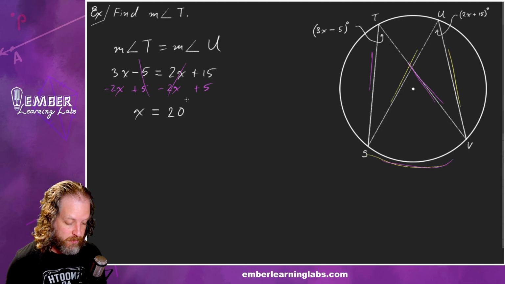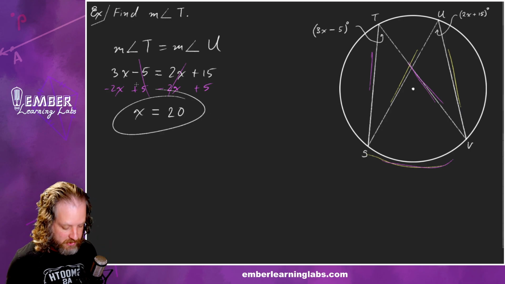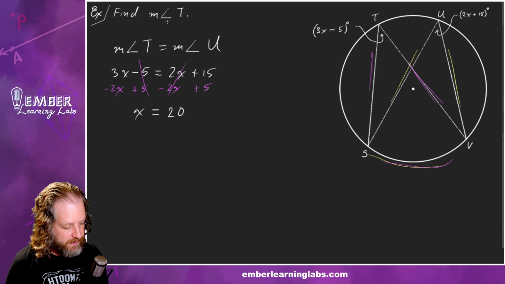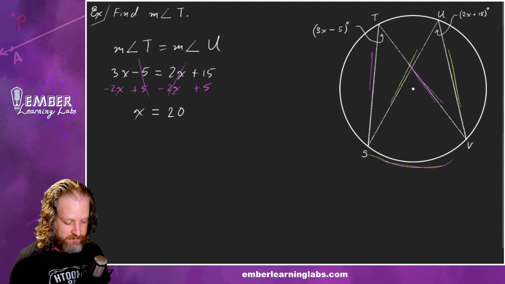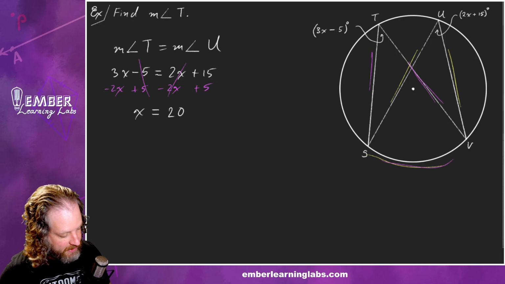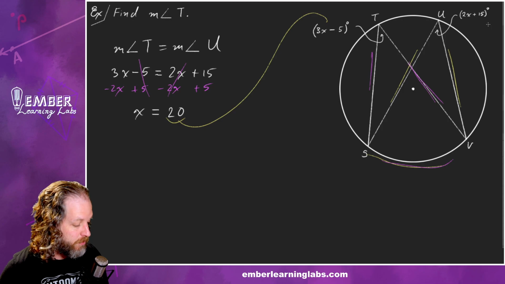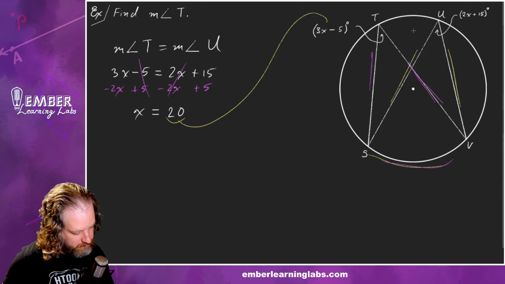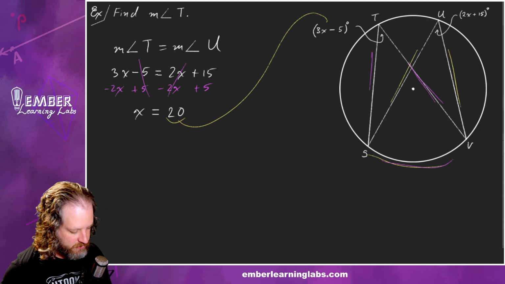Now we got to stop before we just circle it and move on. We got to stop, pause. Did we answer the question yet? Measure of angle T. We did not, in fact, find the measure of angle T. So we've got to substitute this back in for T. We could actually put it in either one because they're congruent, but we'll do it in the one that matches just because we will.